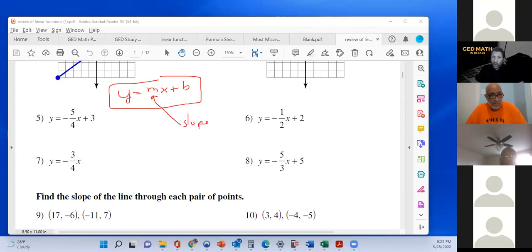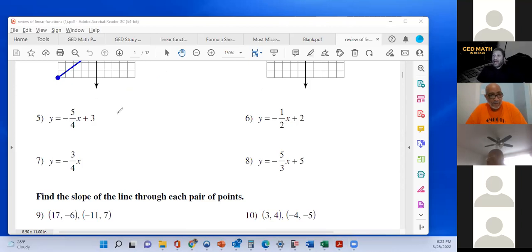Whatever's left is your y-intercept. It's really that easy. It's not rocket science. Whatever's in front of your x is your slope, and whatever's left is your y-intercept. So let's look at this. Let me clear the screen. For number 5, what is the slope? Negative 5 over 4.